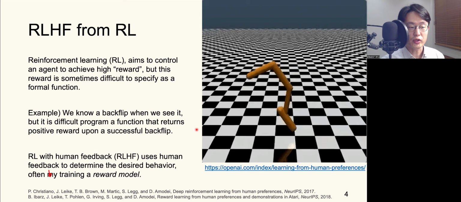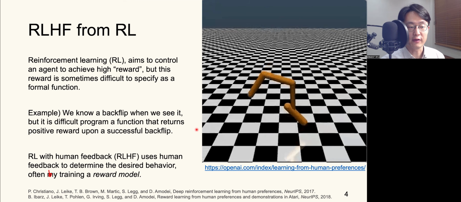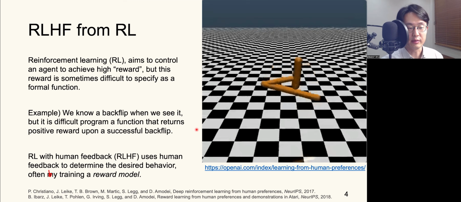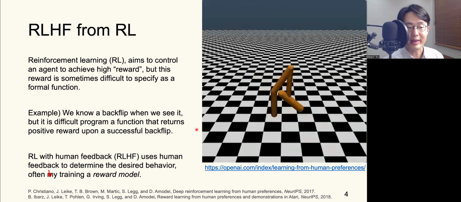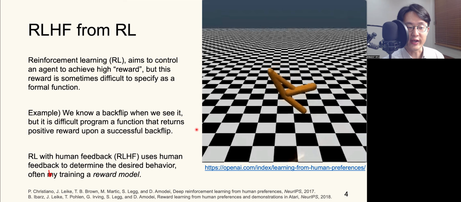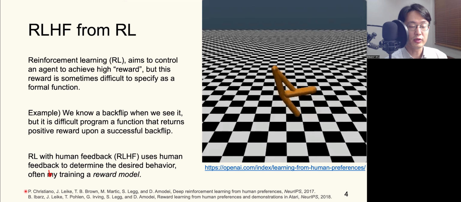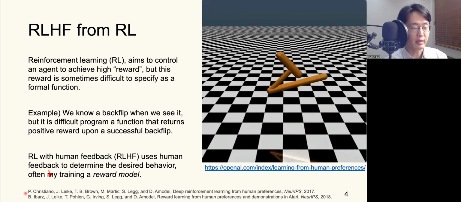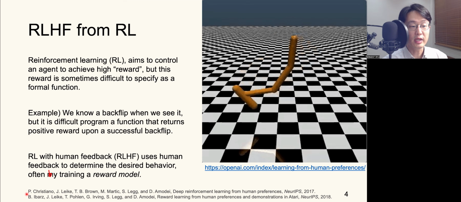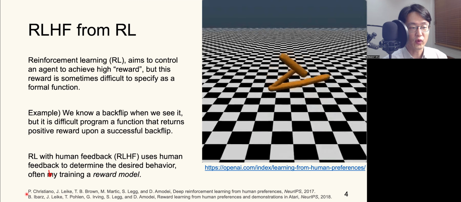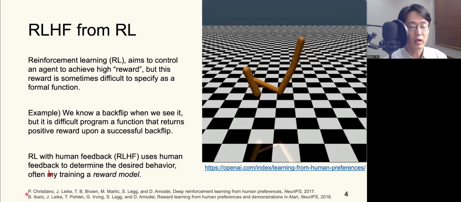The paper and the blog show that after a moderate amount of human annotations, this multi-joint thing is able to perform backflips as shown in this GIF video. This paper by Christiano et al. was published in 2017. A follow-up paper by Ibarz et al. was published in 2018. And these were RLHF methods for these kind of classical control RL settings.